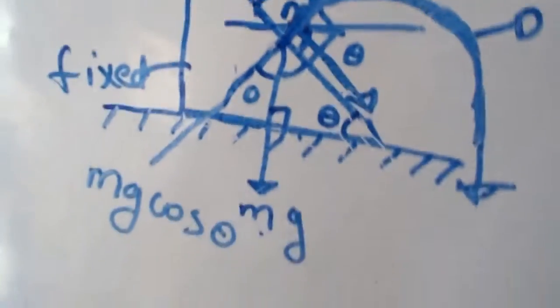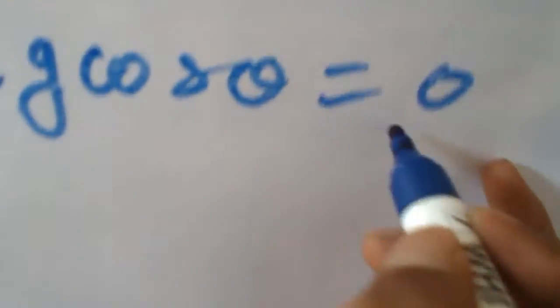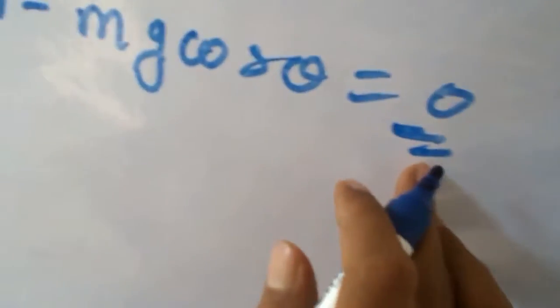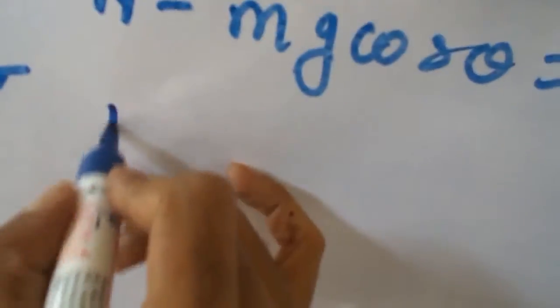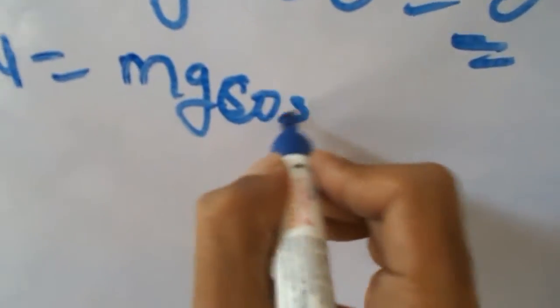Since there is no acceleration along this direction, along the normal to the base surface, what can I write? N minus mg cos theta should be equal to 0. Why should it be equal to 0? Because acceleration is 0, and by Newton's second law, m times a is 0. So what is N? N is equal to mg cos theta.